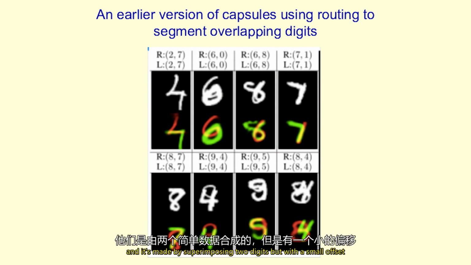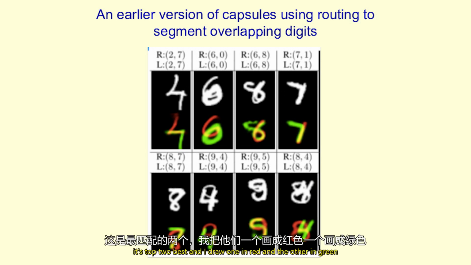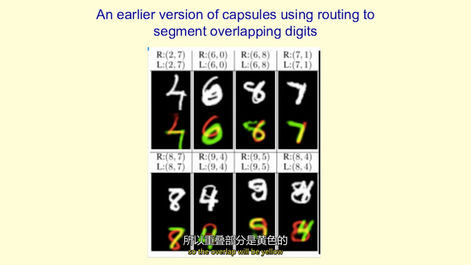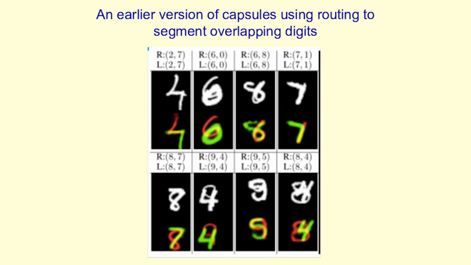And what you're seeing in white is what the computer sees. And it's made by superimposing two digits, but with a small offset. And what you're seeing in color underneath is the best two digits found by the capsule system, its top two bets. And I draw one in red and the other in green, so the overlap will be yellow. And so you get to see that it did actually manage to see the two digits.